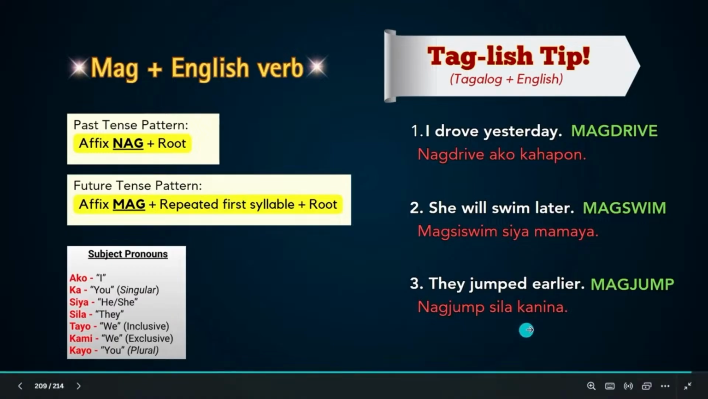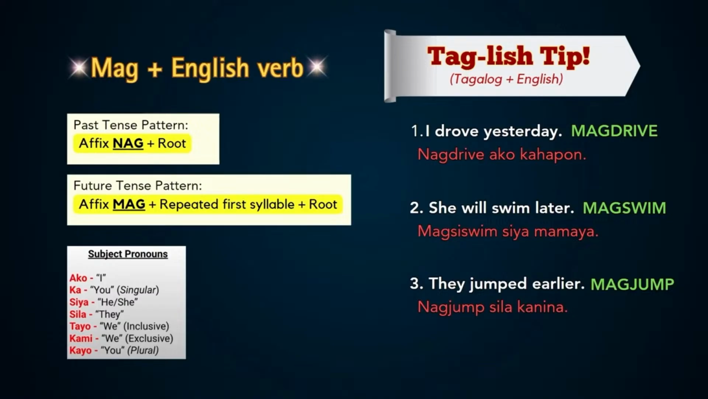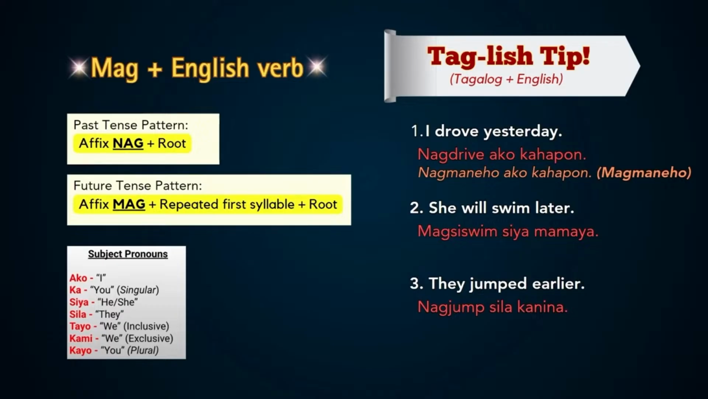So nagjump sila kanina. So that is just a quick way to use Taglish, but I do encourage you to go back and look up these words in Tagalog so that you can say the whole phrase in Tagalog eventually. For example, to drive in Tagalog is magmaneho. So this would actually be nagmaneho ako kahapon. I drove yesterday. Nagmaneho ako kahapon.